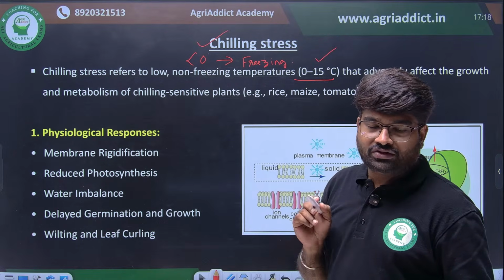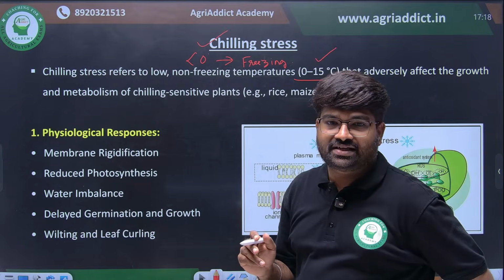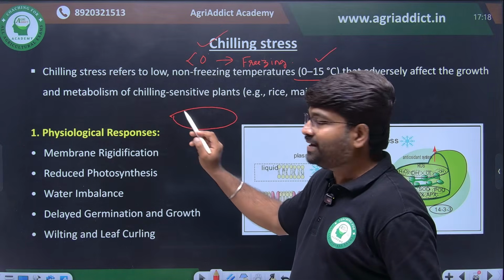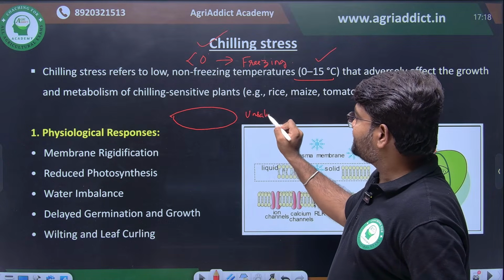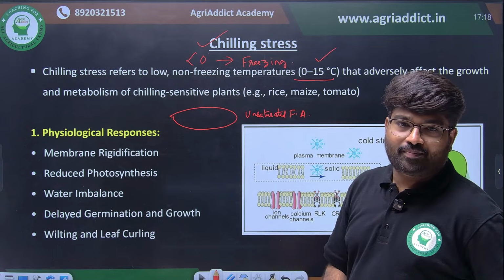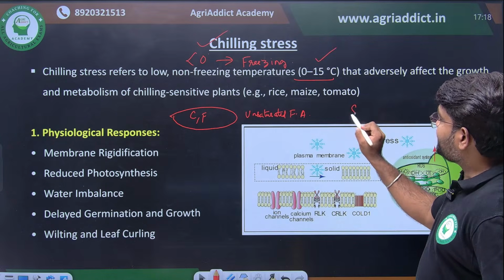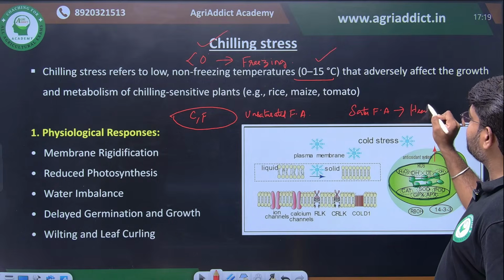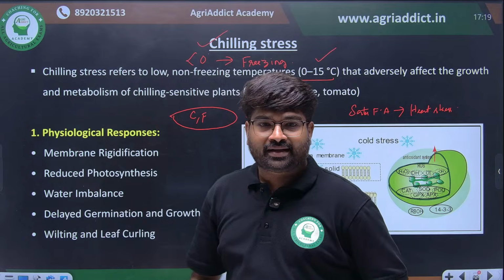And the most important question they repeatedly ask about chilling and freezing stress is that during chilling and freezing stress, in the membranes there will be a higher accumulation of unsaturated fatty acids. Unsaturated fatty acid accumulation will be more in membranes during chilling and freezing, but saturated fatty acid accumulation will be more in heat stress. This is the key point they will ask.